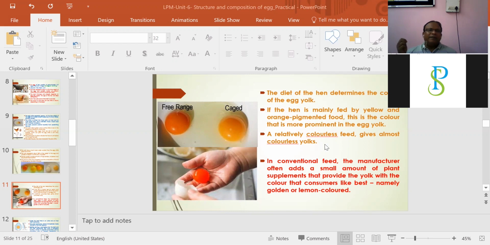In conventional feed, the manufacturer generally adds a small amount of plant supplement that provides the yolk with the color that consumers like best. Generally, the consumer's preference is a yellowish or orange colored yolk. So the feed manufacturer mixes additives in the feed so that the color of the yolk will be yellowish or orange. And this color occurs due to xanthophyll, which is a type of carotenoid.